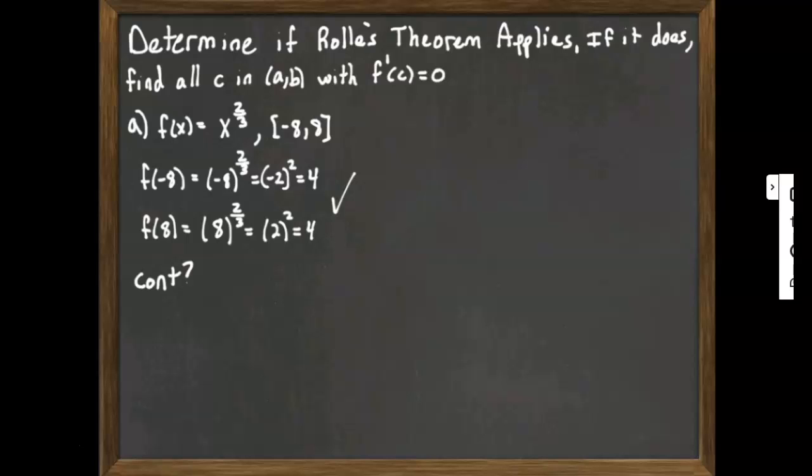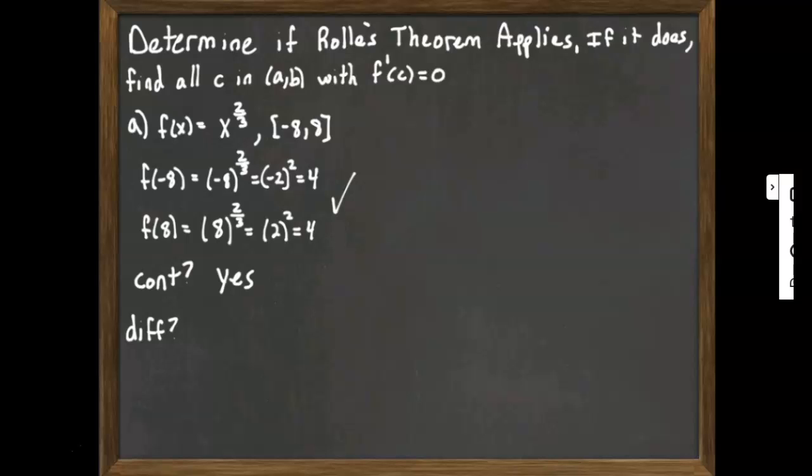The second condition that has to hold for our function is that it has to be continuous across that interval. Well, what we really have here, x to the 2/3, is really the cube root of x squared. Cube roots don't have any issue with domain, and squaring doesn't have any issue with domain. So this thing's defined everywhere, and therefore it is in fact continuous on that interval. And then we turn to our last condition, which is that our function needs to also be differentiable across the whole interval. So we ask the question, is it differentiable?